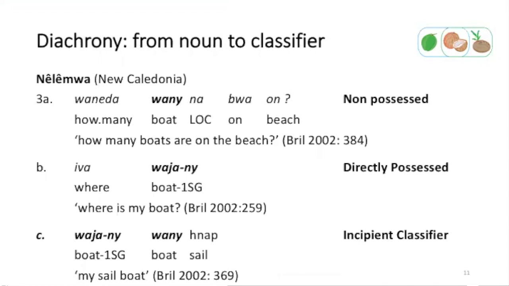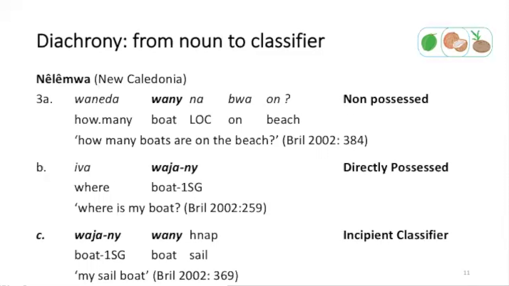And this is best represented by Nêlêmwa, one of the languages in our sample. Now in 3a, we have the non-possessed noun wan, meaning boat. But if you want to talk about boats in a possessive construction, there's a directly possessed form that must be used, shown in 3b, which is wajan, meaning my boat. Now, however, there's an interesting development where the directly possessed form can be used as an incipient classifier, but only if the possessed noun appears with a modifier, such as knap, meaning sail. Now, these appositional phrases in 3c are precursors to classifiers.